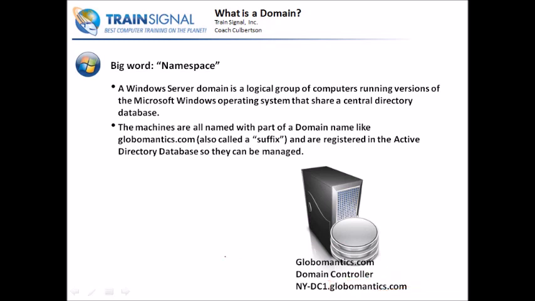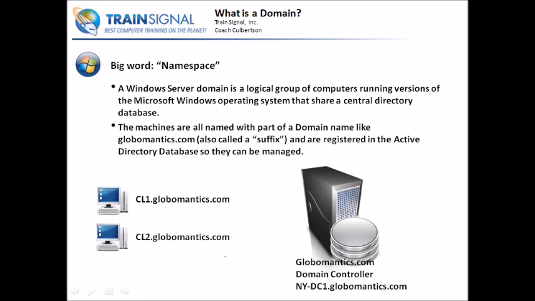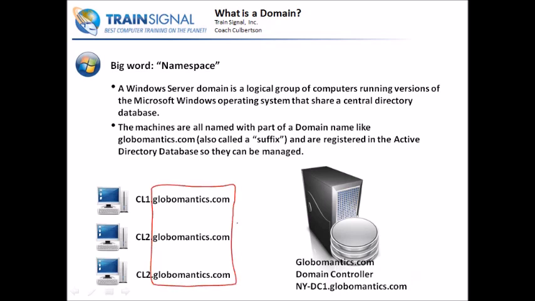Now let's say we have some client machines. Let's say we have some Vista machines out on our network, which is going to be pretty likely. Well, if we have cl1.globomantics.com, cl2, and cl3, all having globomantics.com in the name of the machine, and these machines are registered in the Active Directory database, these machines are considered to be part of the namespace. So really, the word namespace is a big fancy 50-cent word that really means that they're part of an Active Directory domain or a Windows Server domain. They're part of one whole network.